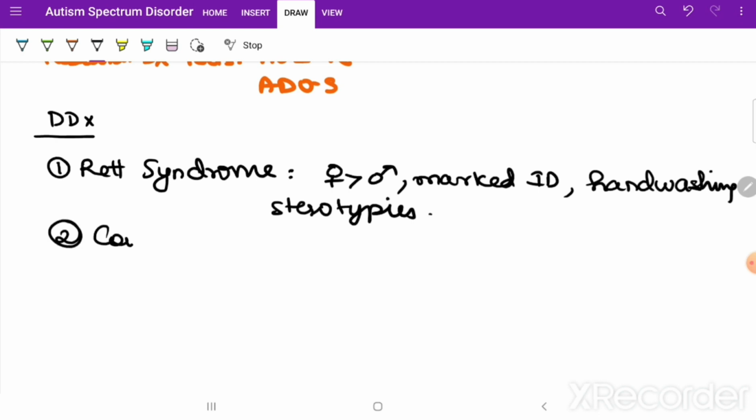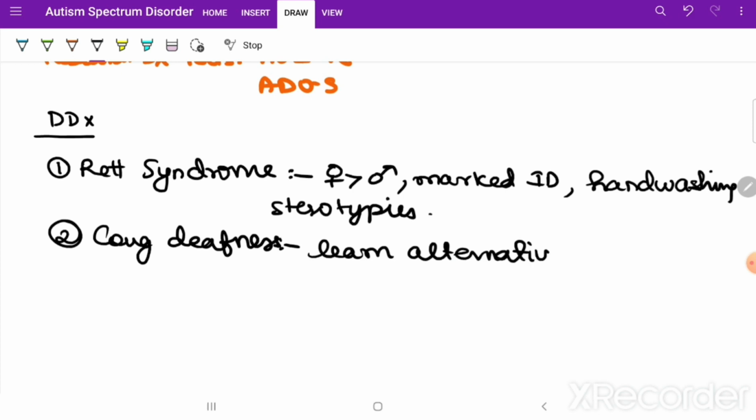Second, what we need to know, congenital deafness. In congenital deafness, deaf children typically learn an alternative oral or sign language. But these autism spectrum disorder children will appear deaf, because they don't respond when you call out their name, and they don't look at you. So that's why congenital deafness comes as a differential diagnosis. But deaf children will definitely learn an alternative oral or sign language, lose their isolative behaviors and develop expressive communication slowly.